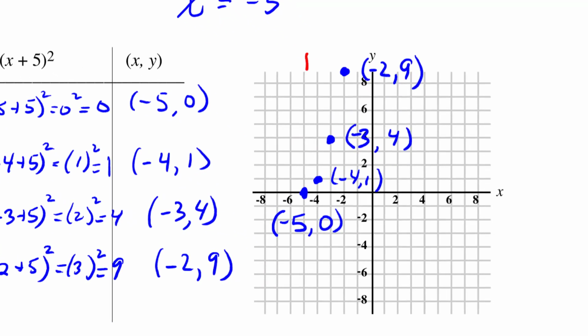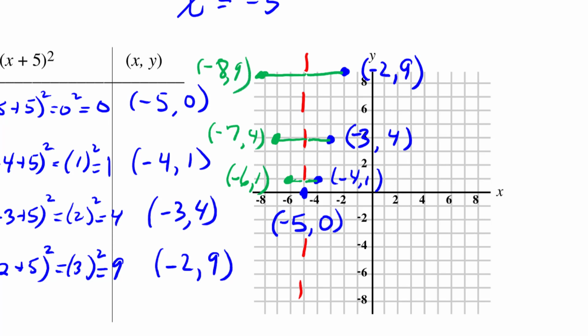There's the line of symmetry, and one at a time. The negative 4, 1 is 1 away to the right. So we go 1 away to the left. At negative 6, 1, there's another point on the curve. Same thing for negative 3, 4. 2 away to the right, 2 away to the left to get negative 7, 4. And at negative 2, 9, 3 to the right and 3 to the left to get negative 8, 9.